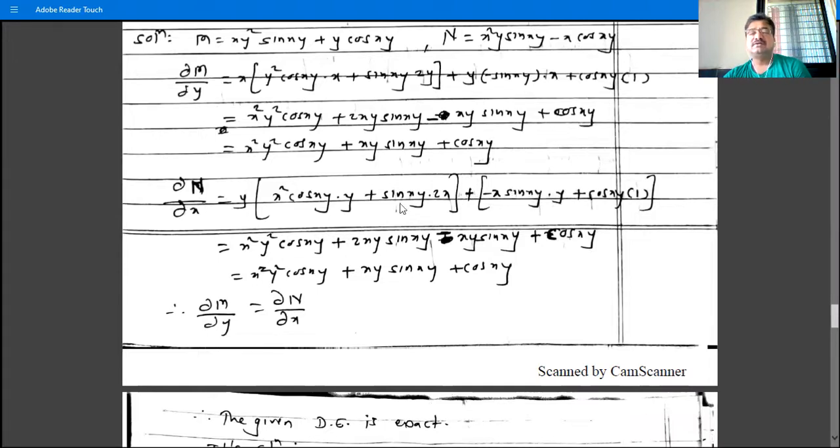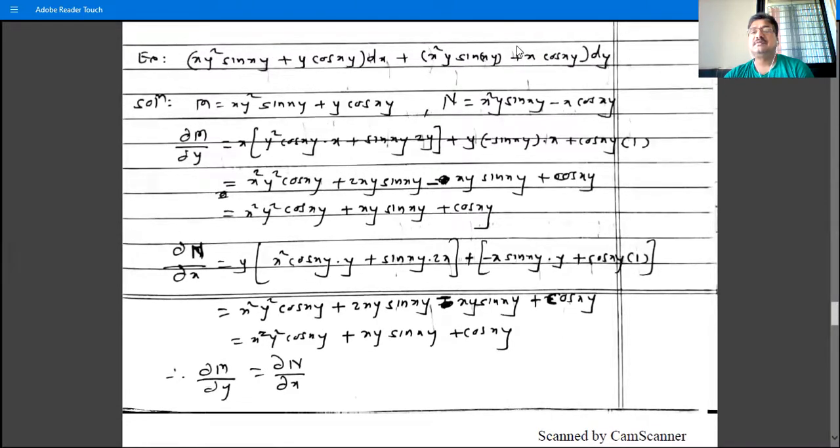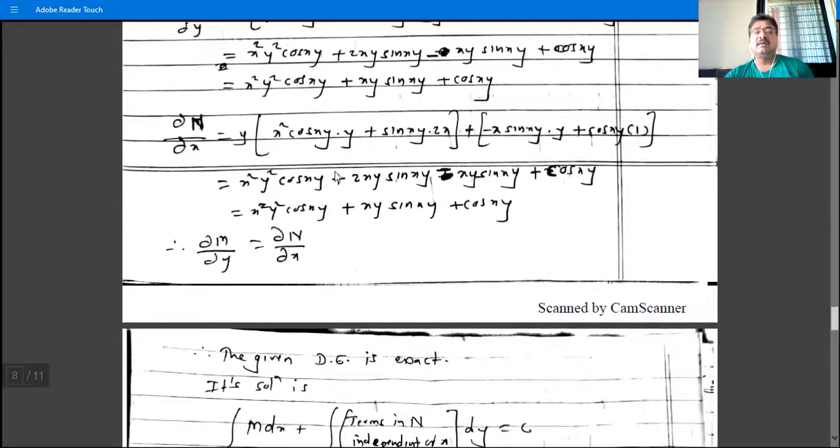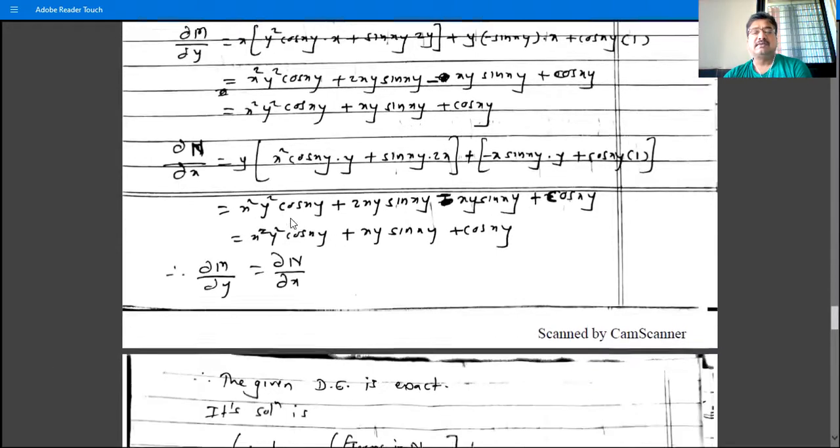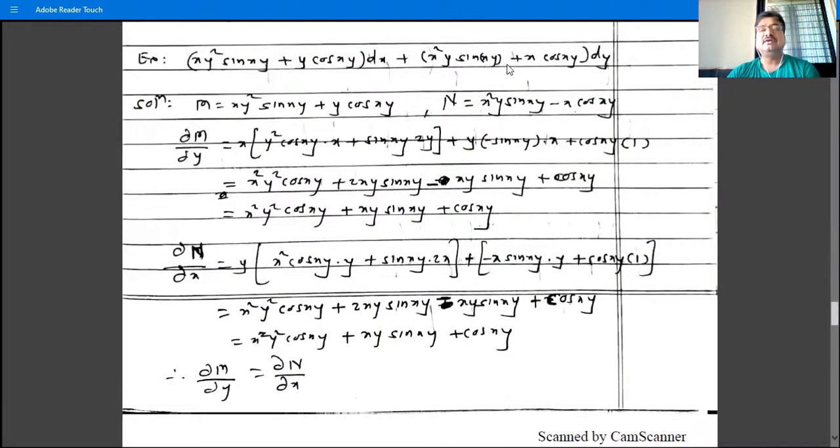So we have this. Here is the mistake: write a plus sign because it is plus x into, and then after simplification that is multiplied by y, we have this answer: 2xy sin(xy) minus xy sin(xy). Both the terms are the same. This is 2 times, this is minus 1 time, so it has become plus 1 time. And if you observe, ∂M/∂y is this, and ∂N/∂x is this, and these two are the same. ∂M/∂y is equal to ∂N/∂x, and therefore the given differential equation is an exact differential equation.